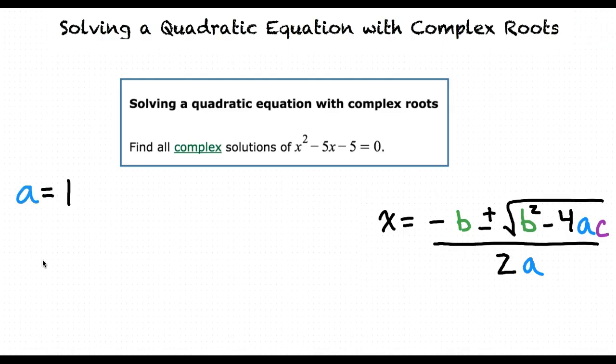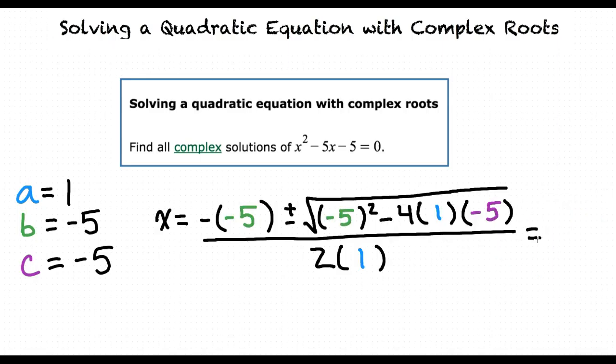For this problem, a is equal to 1, b is equal to negative 5, and c is equal to negative 5. When substituting these values into the quadratic formula, we get x is equal to negative negative 5 plus or minus the square root of negative 5 squared minus 4 times 1 times negative 5, divided by 2 times 1.